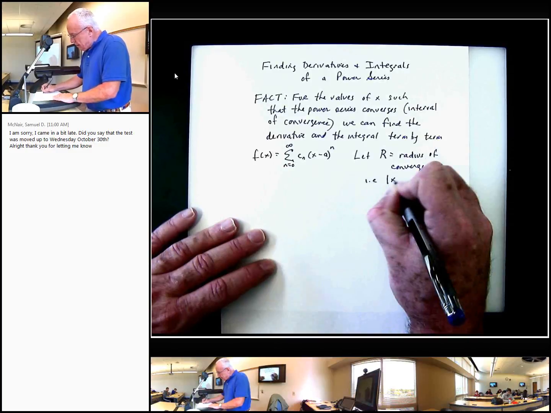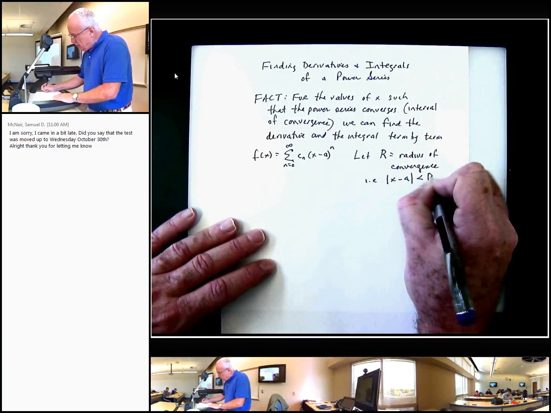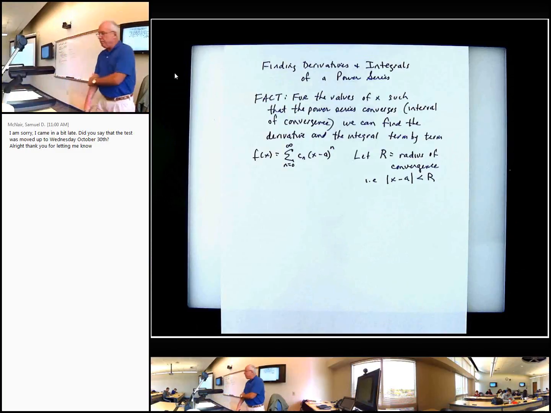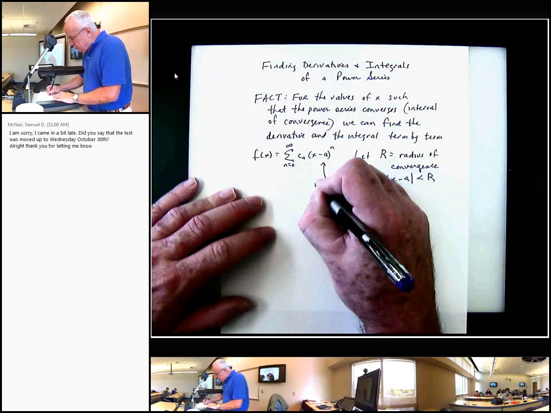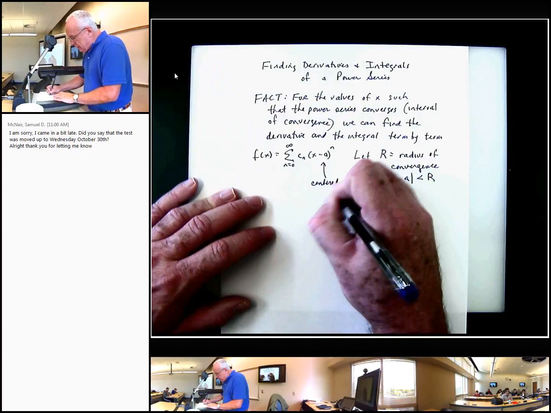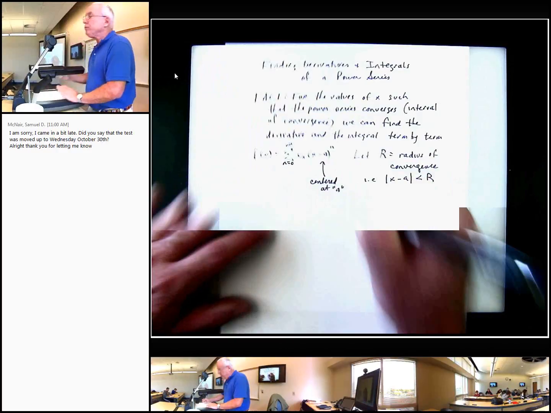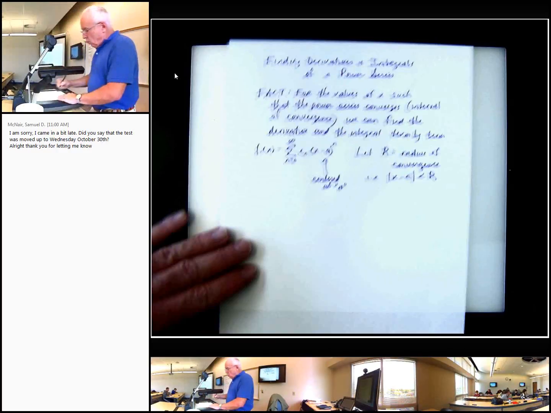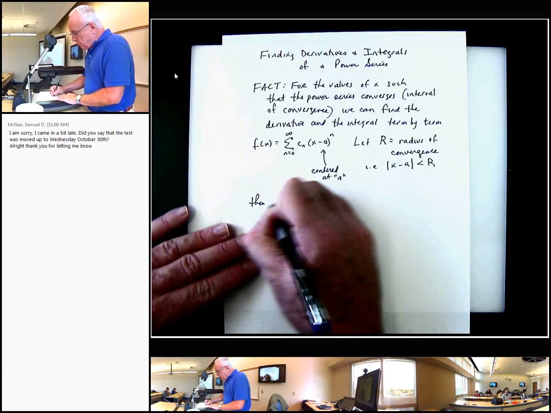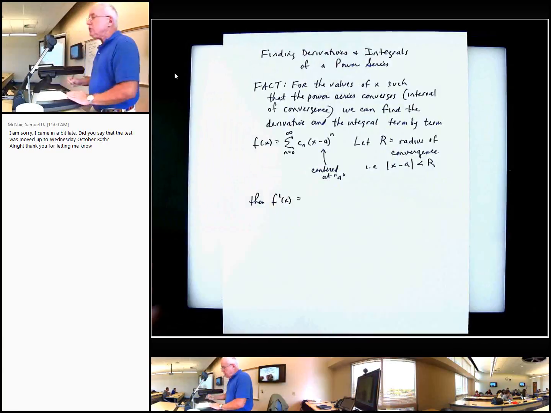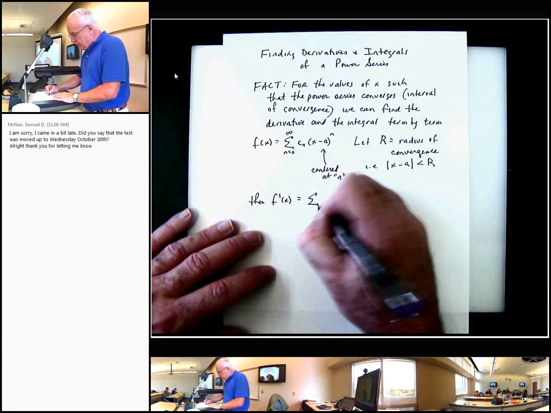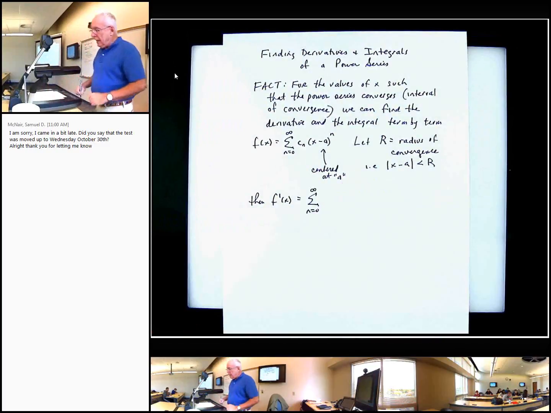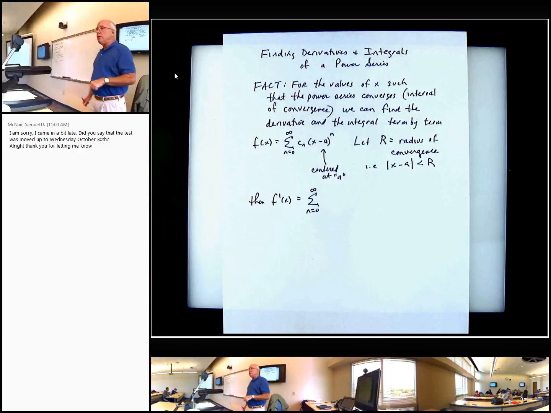i.e. x minus a absolute value has to be less than r for it to converge. So this is a power series that is centered, what we call centered at a, all right? So then the derivative of this is just the sum of the individual derivatives. So we have the sum from n equals 0 to infinity, and then we just take the derivative of the expression that's after the summation sign.